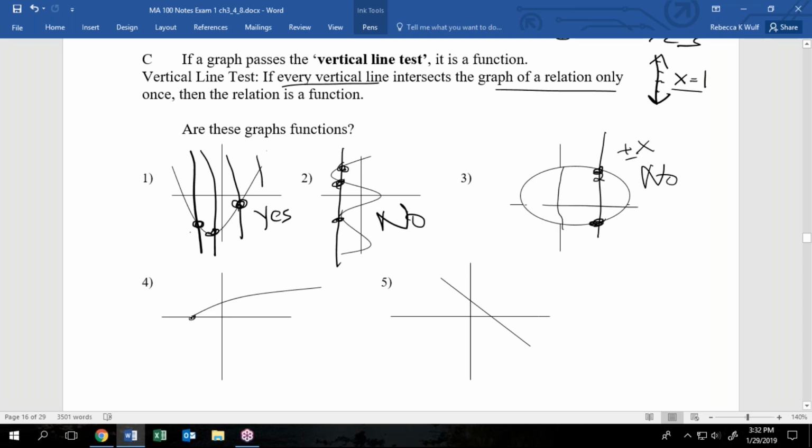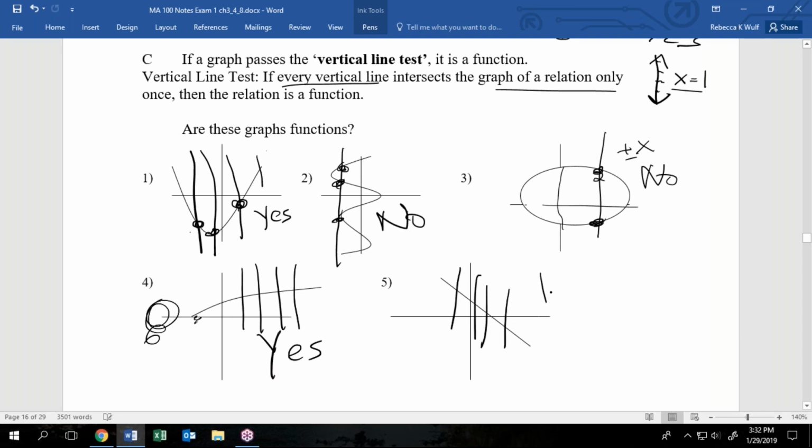Okay, number 4. Now this one, maybe the graph ends, maybe nothing's going on over here to the left of it, but on the right where the graph is existing, that's a yes. And as I mentioned, most lines are a yes. Most lines, there's one exception.